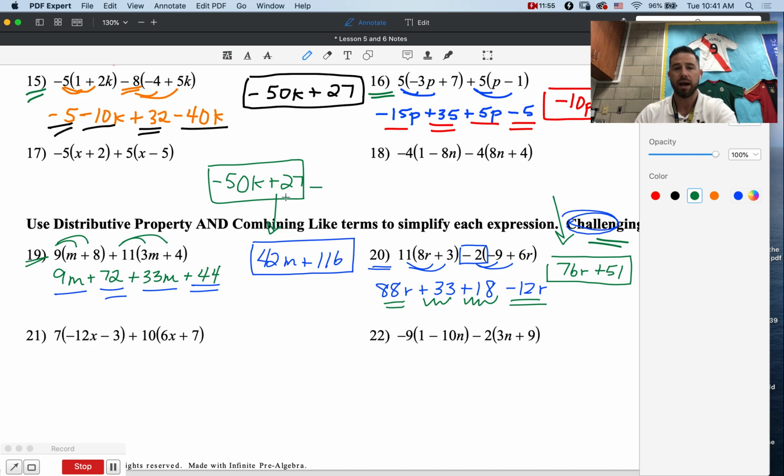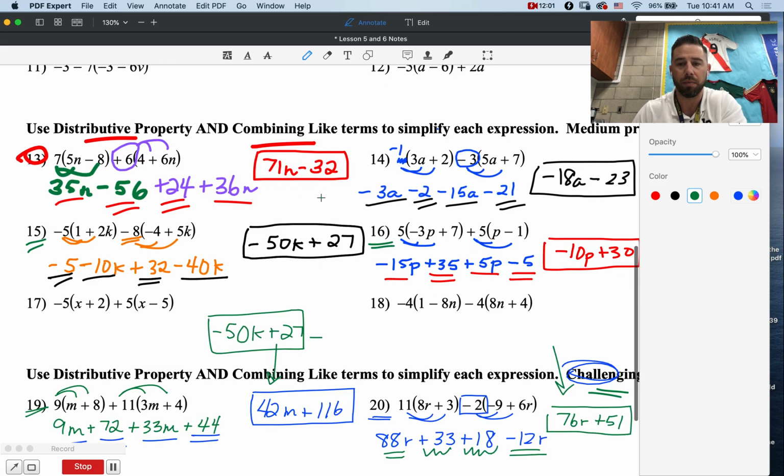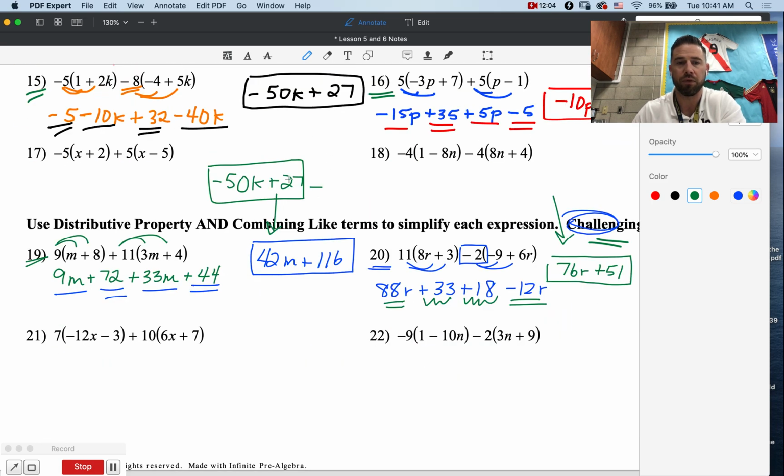Okay, no spaces, no junk like that. I mean, that's what's going to happen on your assignment. That's what's going to happen on your quiz. It'd be nice for these type of problems if you put your variable first. Okay, so go ahead and press pause, 21 and 22. We'll come back, we'll check them, and then we can be done with this lesson.